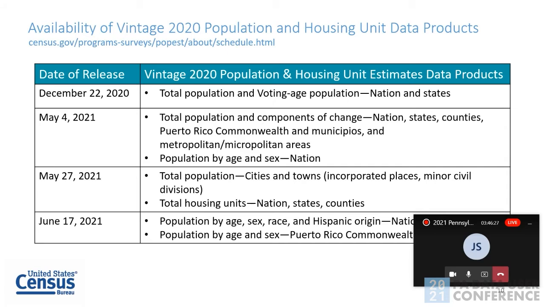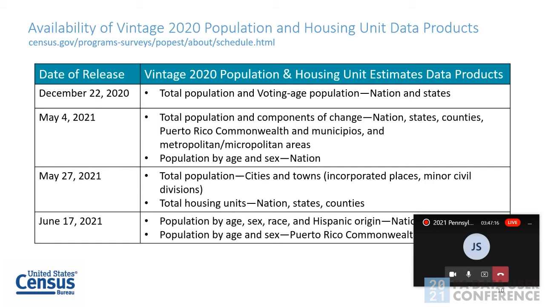Last December, we came out with our total population and voting age population for the nation and states. Just very recently, we released an array of different estimates, a total population and components of change for the nation, states, and counties, also for Puerto Rico Commonwealth, and the totals for municipios, and also the totals and components for metropolitan and micropolitan areas. At that time, earlier this month, we also released a special file of population estimates by single year of age and sex for the nation, a file that the National Center for Health Statistics uses.